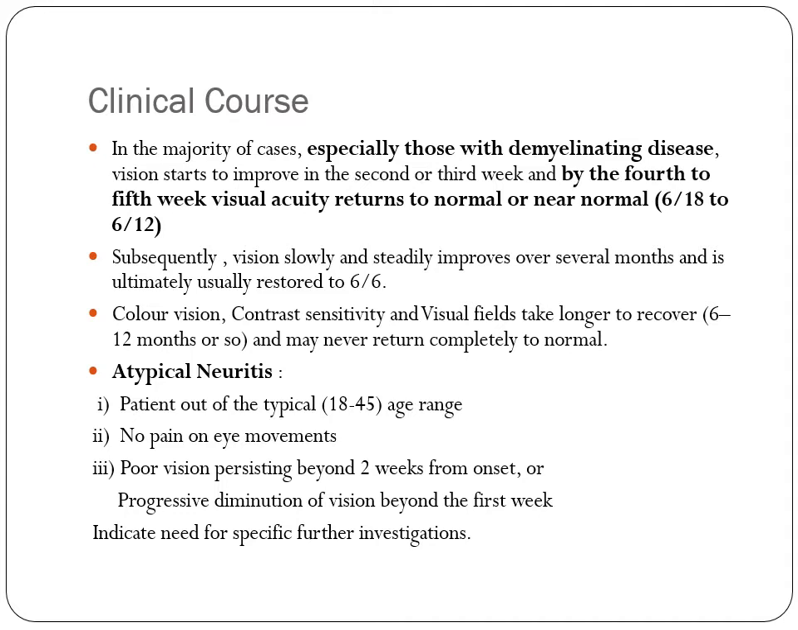Typical optic neuritis has an age group between 18 to 45 and affects females predominantly. Atypical patients are out of the typical range of 18 to 45. Atypical has no pain on eye movements; that pain is seen with typical optic neuritis. In atypical neuritis, there is poor vision persisting beyond 2 weeks, so vision doesn't improve in the natural course, or there is progressive diminution of vision beyond the first week. These indicate the need for specific further investigation.